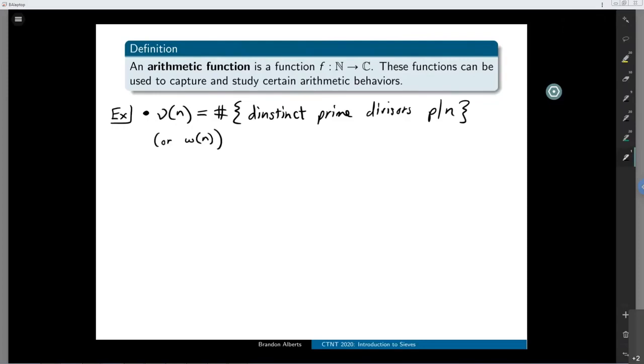I'm going to use the Greek letter nu because that's the letter that the textbook I'm following along uses, and they have another role for omega in this book. So I'm going to reserve that for a different role.